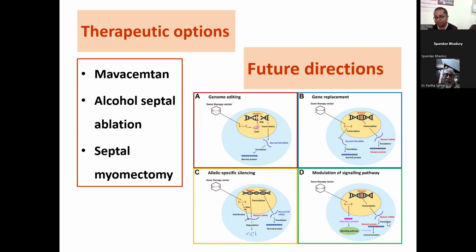One more question from North Bengal: absolute indication of septal myomectomy. Not doing alcohol ablation, but first indication only septal myomectomy. You are telling first medicine, then alcohol ablation, then septal myomectomy. What are the subsets we will choose to do septal myomectomy?